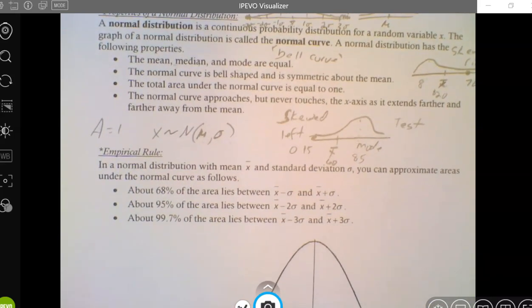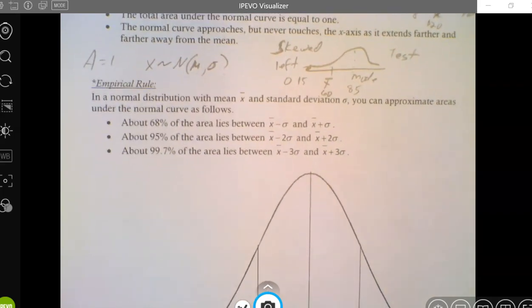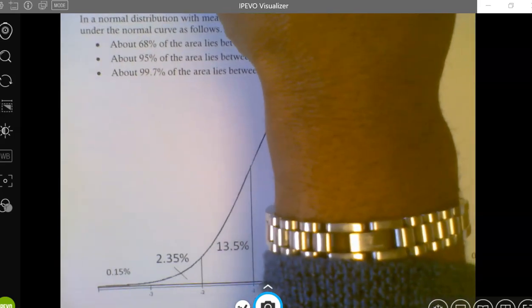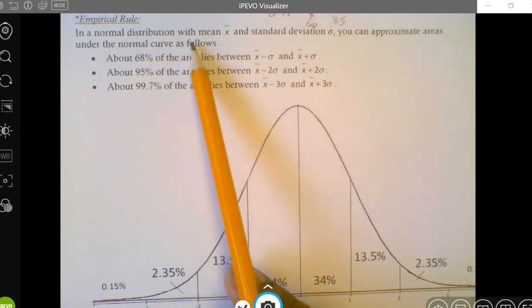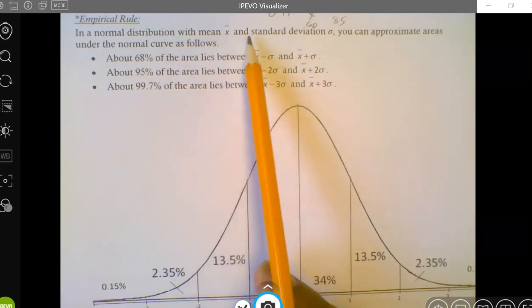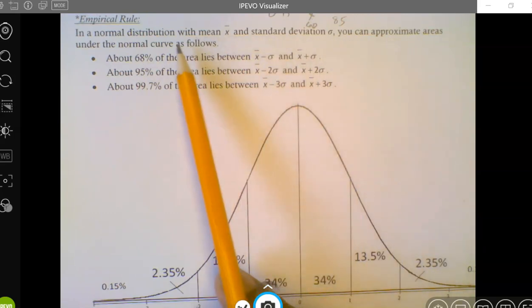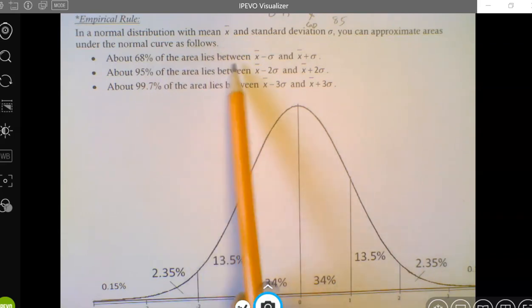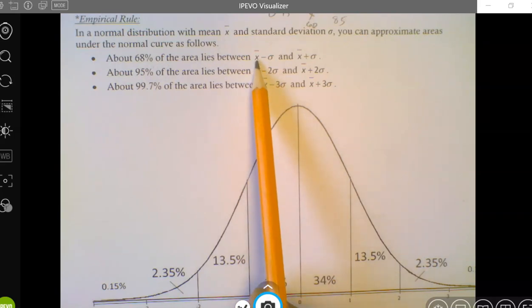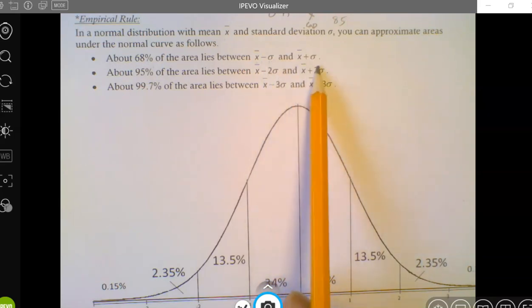All right, empirical rule. That's what we're going to spend most of our time on. We're going to spend most of our time talking about the empirical rule, which is really nice. The empirical rule basically says this. It basically says that in a normal distribution with a mean of x bar and a standard deviation of sigma, you can approximate areas underneath the curve as the following. That 68% of the area is in between the mean minus 1 standard deviation and the mean plus 1 standard deviation.